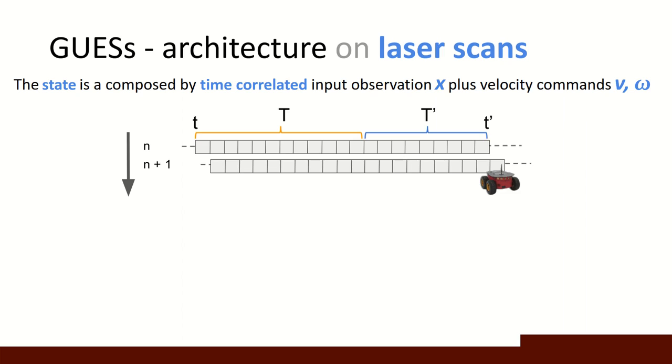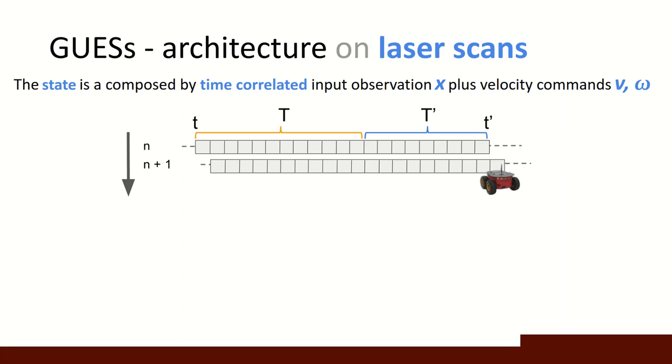We configure the algorithm to run at 1 Hz, which means that if, for example, we configure t and t prime to be 8 and 10 seconds respectively, then GUESS will consider a stream of data lasting 8 seconds to estimate the sensor observation that will be perceived after 10 seconds.